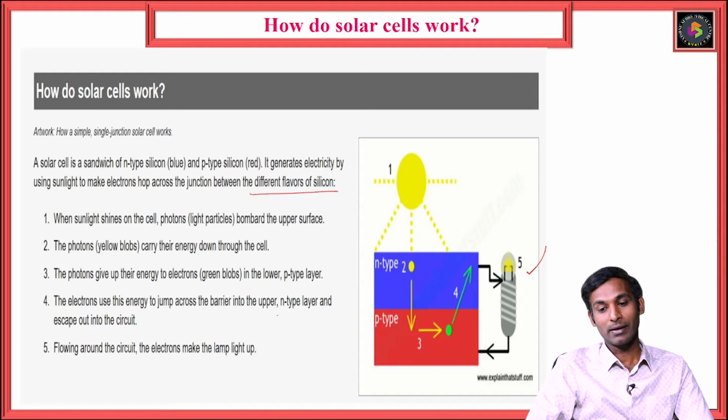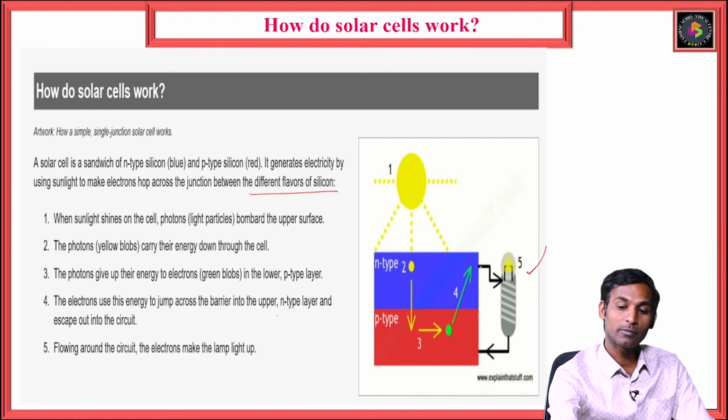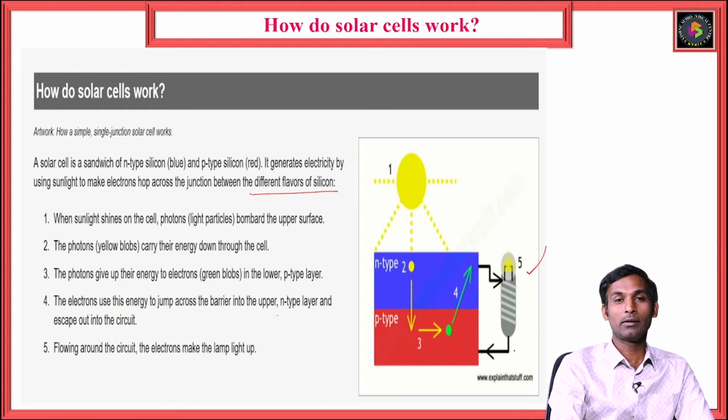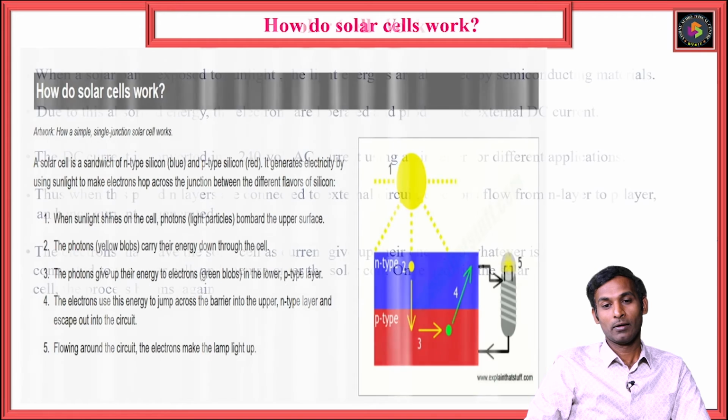So, the electrons will be carried to the metal strip electrode. The metal strip electrode indicates that the current will be flowing in this way. So, here the input source is important, and the output is the power that will be generated.